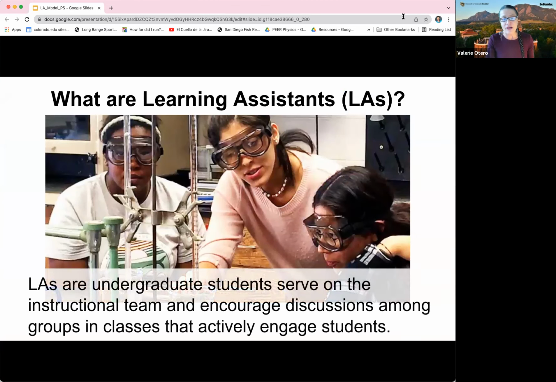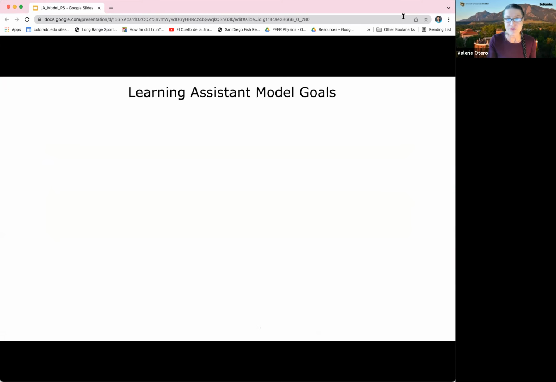Learning assistants are undergraduate students who serve on the instructional team of various courses throughout campus. 450 LAs are hired each year for about 100 classes. They encourage discussions among groups in classes that actively engage students.